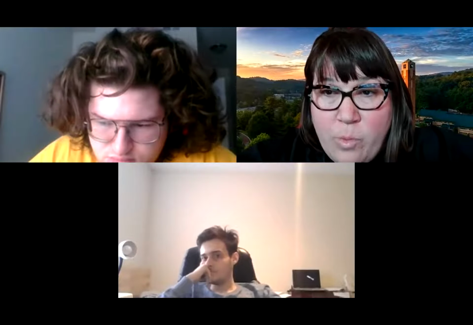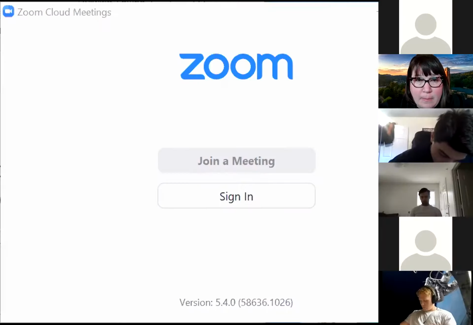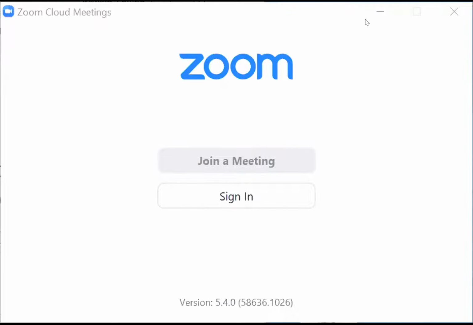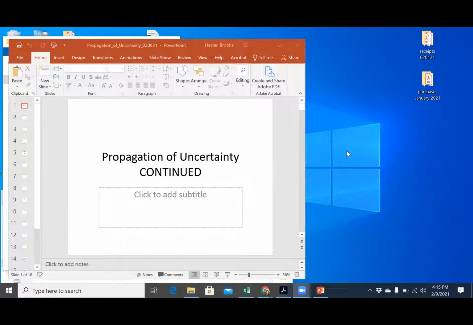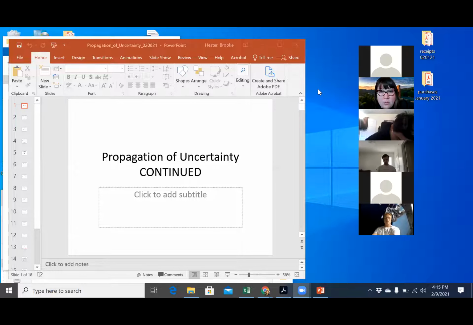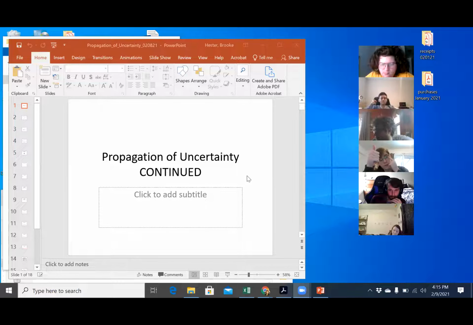Okay, I'm just going to quickly review what we have already talked about regarding propagation of uncertainty. All right, can y'all see my propagation of uncertainty slide there? Yes, cool.